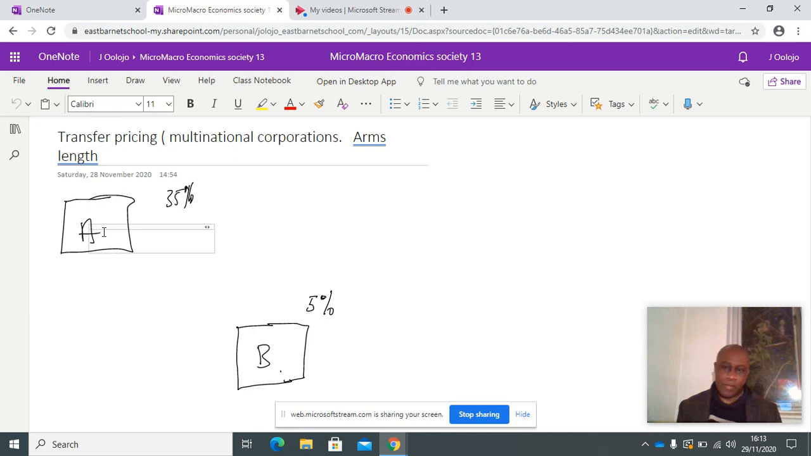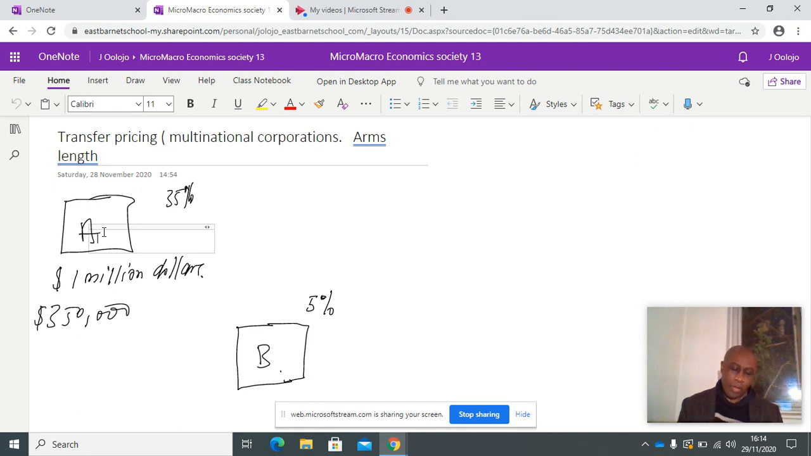So I guess you're already getting the picture now. Let's suppose company A makes pre-tax profits of $1 million. Okay, they make pre-tax profits of $1 million. Now they would normally pay $350,000. That would be their tax bill.